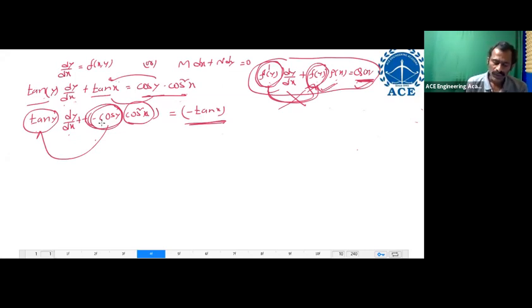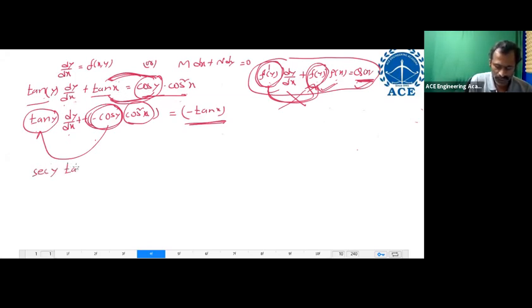Next, we rewrite the same equation in another form. Instead of interchanging these two terms, we try to eliminate the cos y on the other side. To eliminate cos y on the right hand side, we multiply both sides with secant y, because its reciprocal is secant.